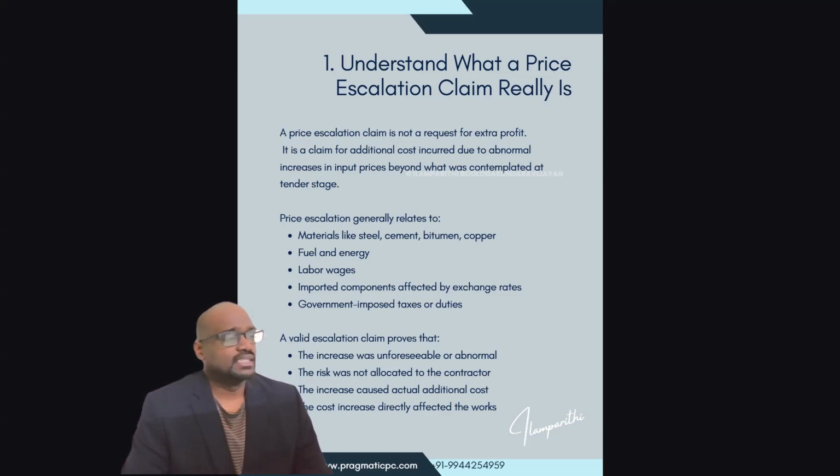So a valid escalation claim proves that, first, the increase in cost was unforeseeable or abnormal. The risk was not allocated to the contractor. The increase caused actual additional cost. The cost increase directly affected the work.